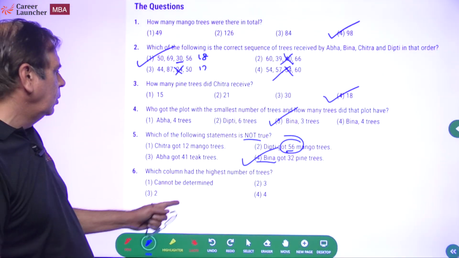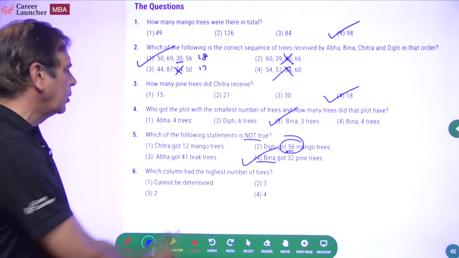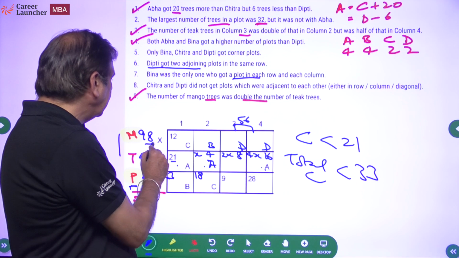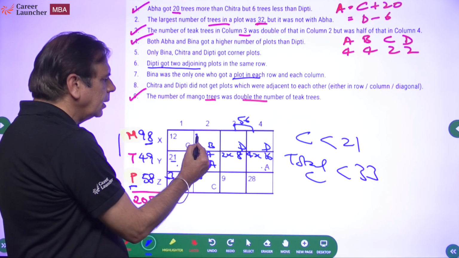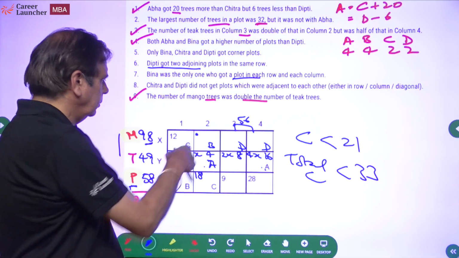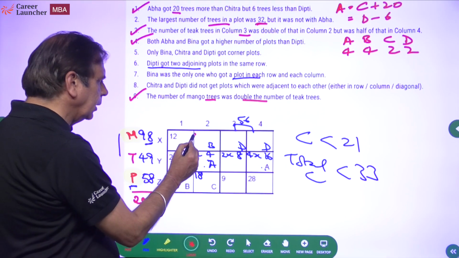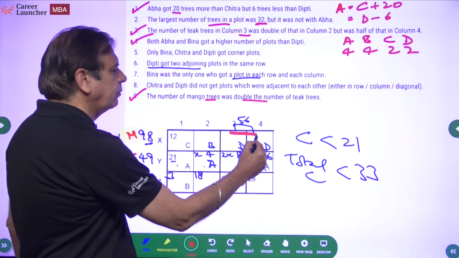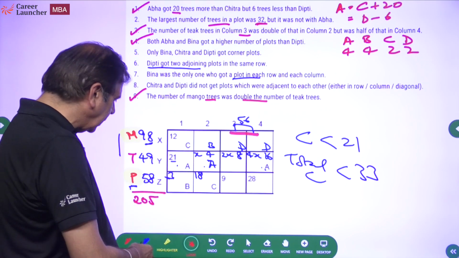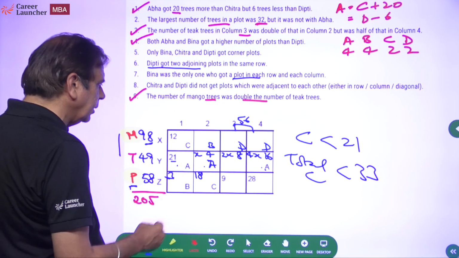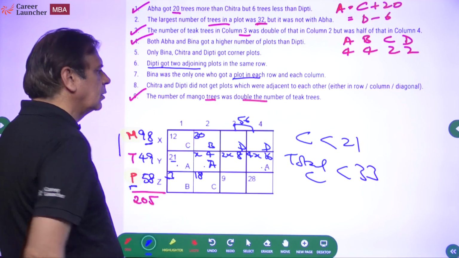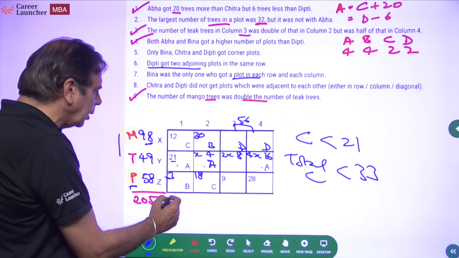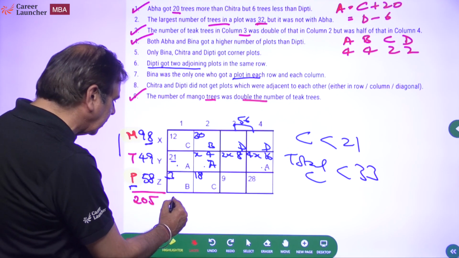One question left, which we have to find out: which column had the highest number of trees. Now start looking at these numbers again. These are total of 98. So what will this be? This will be 98 minus 12 minus 56. So 56 and 12 is 68. That means this is going to be 30. This is 30, okay? And so how many trees in column 1? 12, 21, 33, 36 trees out here.